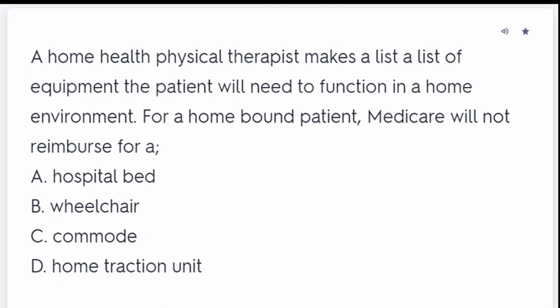A home health physical therapist makes a list of equipment the patient will need to function in a home environment. For a homebound patient, Medicare will not reimburse for A. hospital bed, B. wheelchair, C. commode, D. home traction unit.